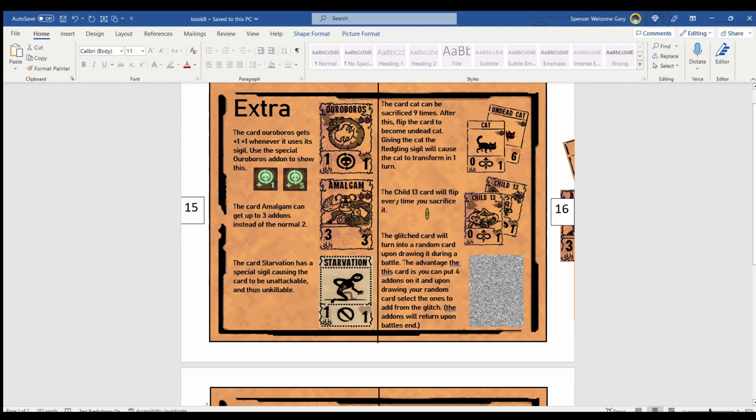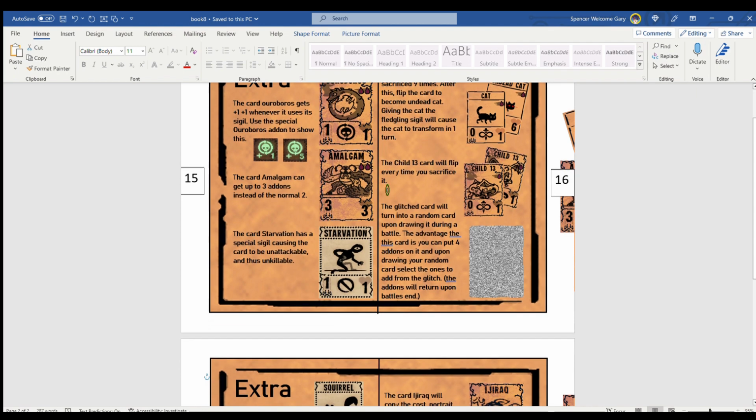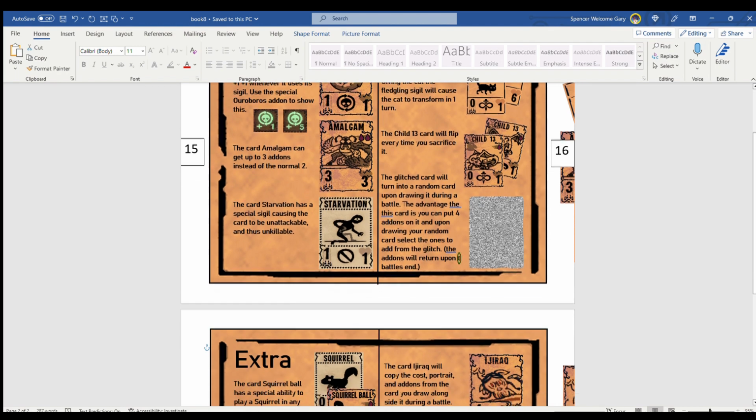The Child 13 will flip every time you sacrifice it, because it's got the mini lives. So basically, it has this form, and whenever you sacrifice it, it changes between the forms. The Glitch card will turn into a random card upon drawing it during a battle. The advantage of this card is that you can put up to 4 add-ons on it, and upon drawing your random card, select the ones to add from the glitch, and then the add-ons will return upon the battle end. So basically, the glitch has up to 4 add-ons, and you'll put the card next to it, and then you'll have the add-ons from the glitch on that random card for that battle.